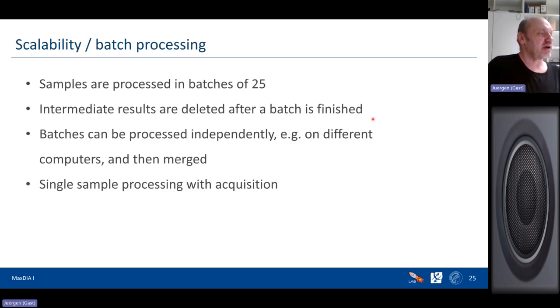Okay, so regarding scalability, we have had a batch processing feature for a long time, which just means that this first computation-heavy part, where the feature detection and matching of the library is done, happens in batches, and whenever one batch is ready, the intermediate results are deleted. In principle, you could even use a batch size of 1, although we haven't done that ourselves yet, which means you just process one raw file as it's coming from the machine, throw away intermediate results, and collect the information needed for quantification in one place where the quantification is then done.